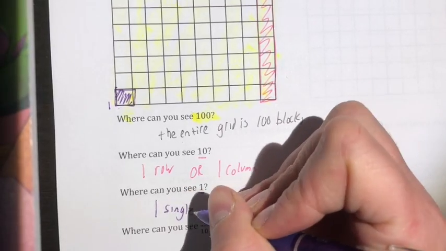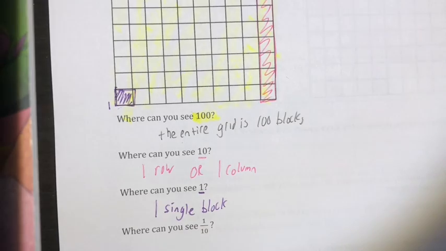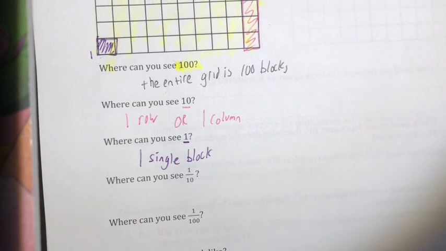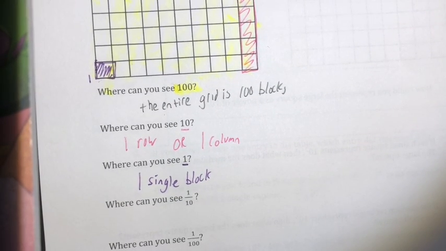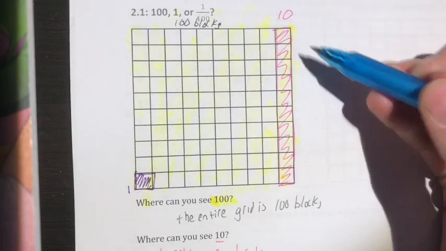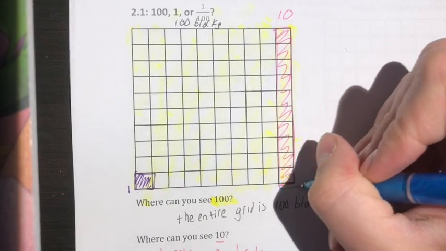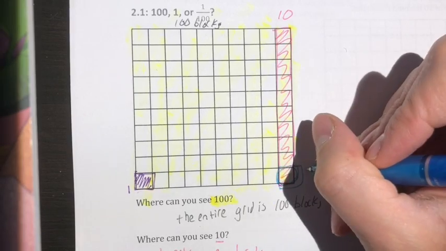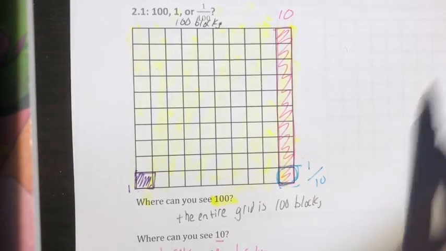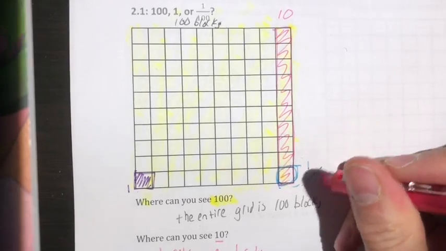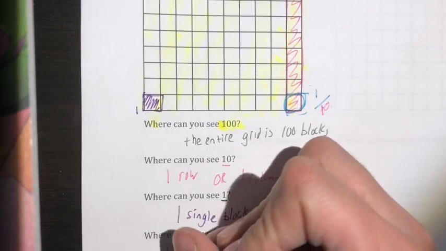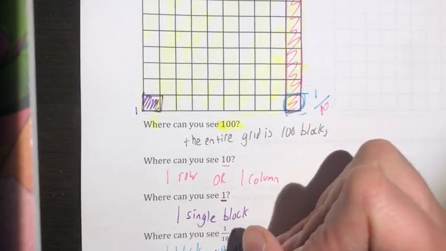So now I want to think about where do I see 1/10. That's a good thing to think about, because there's a couple different places we could see 1/10. One option is I could think of, well, 1 out of these 10, that's 1/10. That block right there is 1 out of 10, if the pink is my 10. Or I could also think about 1/10 as one block out of a row of 10.